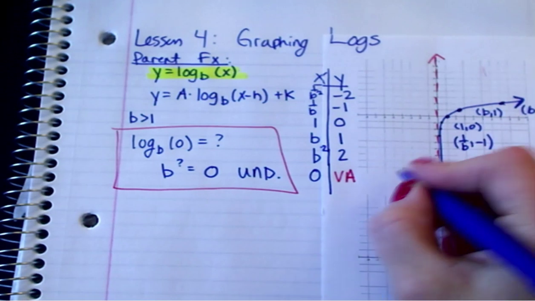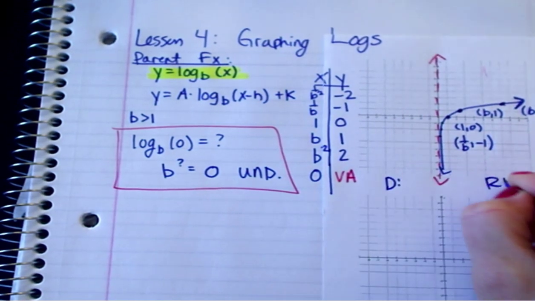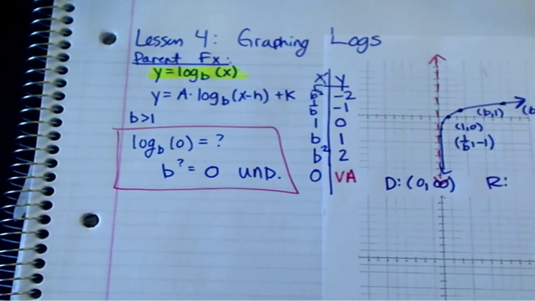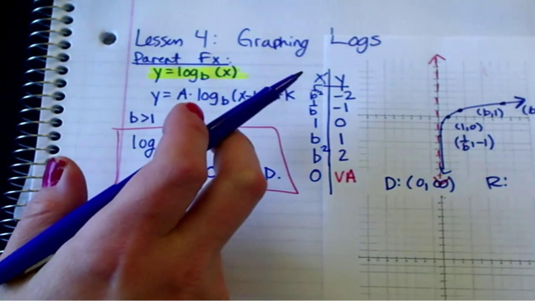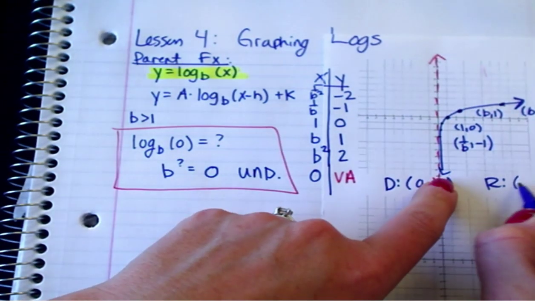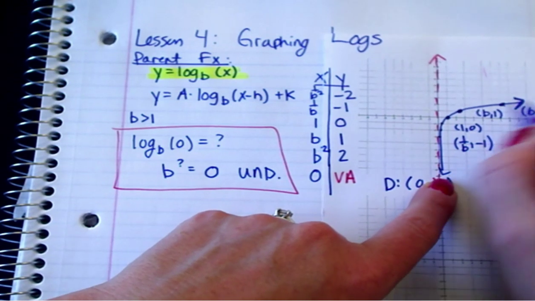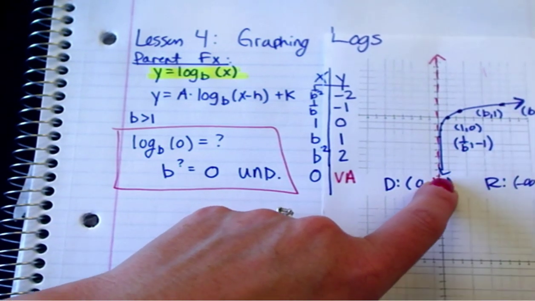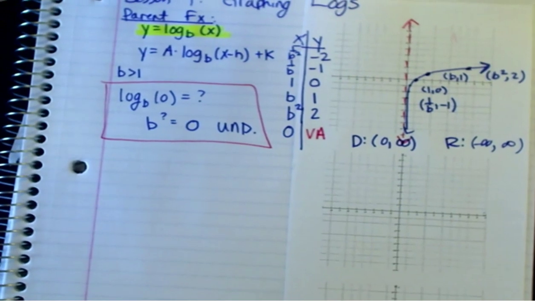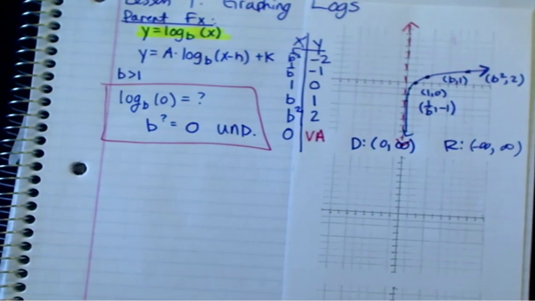Okay, so let's label this with our domain and then our range. Our domain is open 0 to positive infinity because all of the x values have to be positive. The range, down arrow, up arrow. I know it looks not very steep, but it does keep going up and up and up. Okay, so we're going to do two simple ones, and then we're going to put in some transformations.